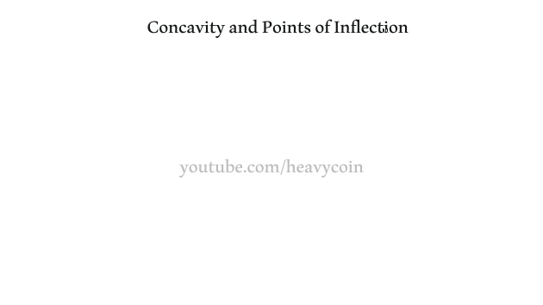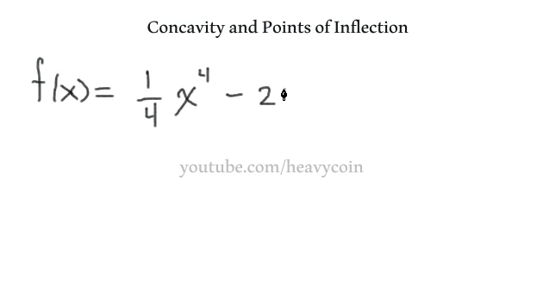Okay, so we're finding concavity and points of inflection. And we're just going through and learning this stuff by me working examples out and you studying the patterns. Okay, so we have 1/4 x to the 4th minus 2x squared.